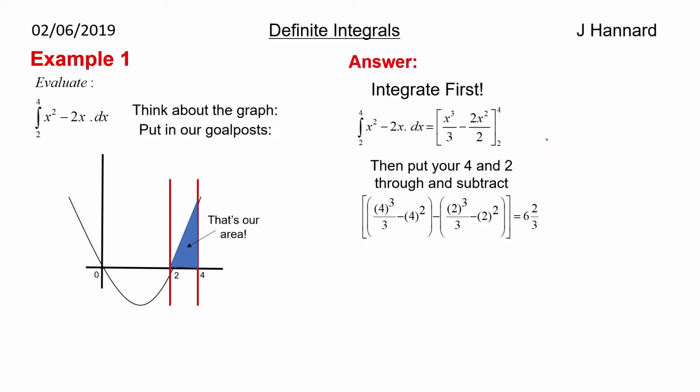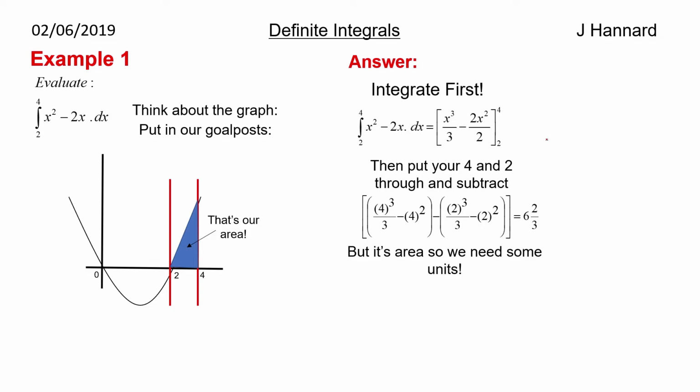We put our limits through, we put 4 through, and we put 2 through and subtract them off each other. So be very, very careful of double negatives here. So we get 4 cubed over 3 minus 4 squared minus 2 cubed over 3 minus 2 squared. Very careful of double negatives, and we get 6 2/3.